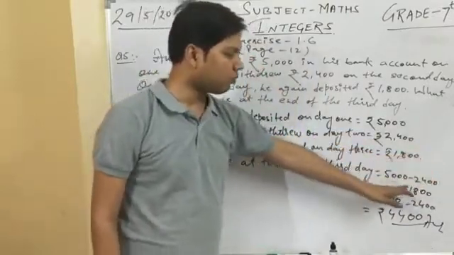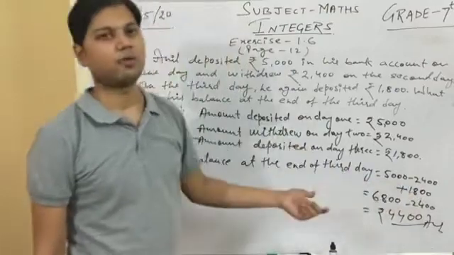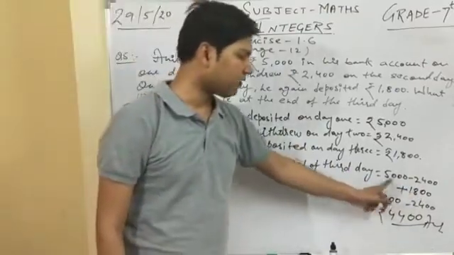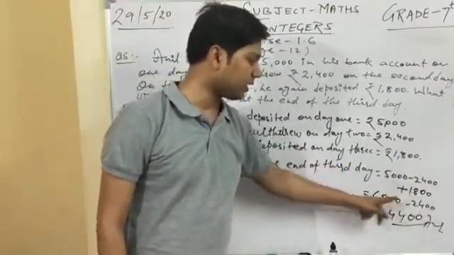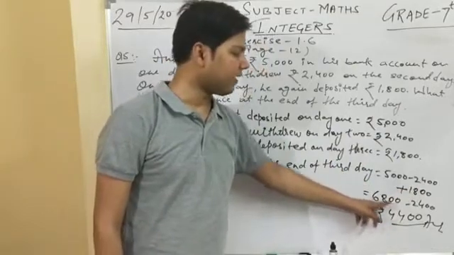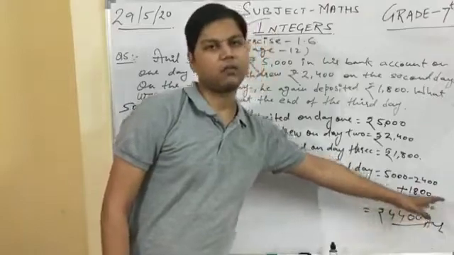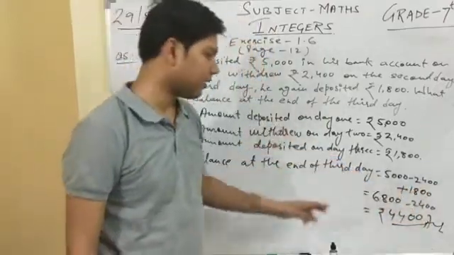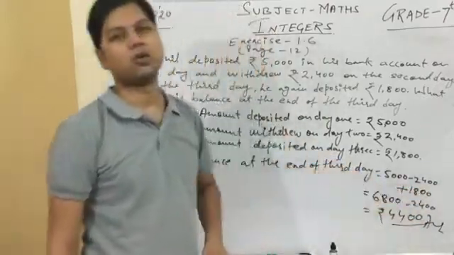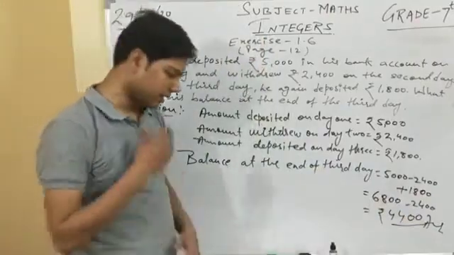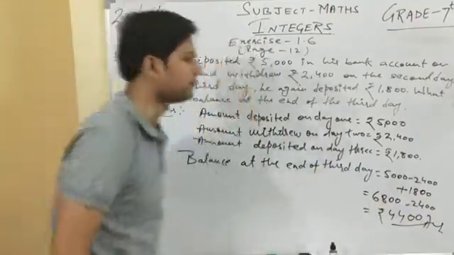First of all, we have two positive integers, we have to add them, and after adding 5,000 and 1,800 we get 6,800, and we have to subtract 2,400 from 6,800. When we subtracted, we get rupees 4,400. Next, move to the next question.